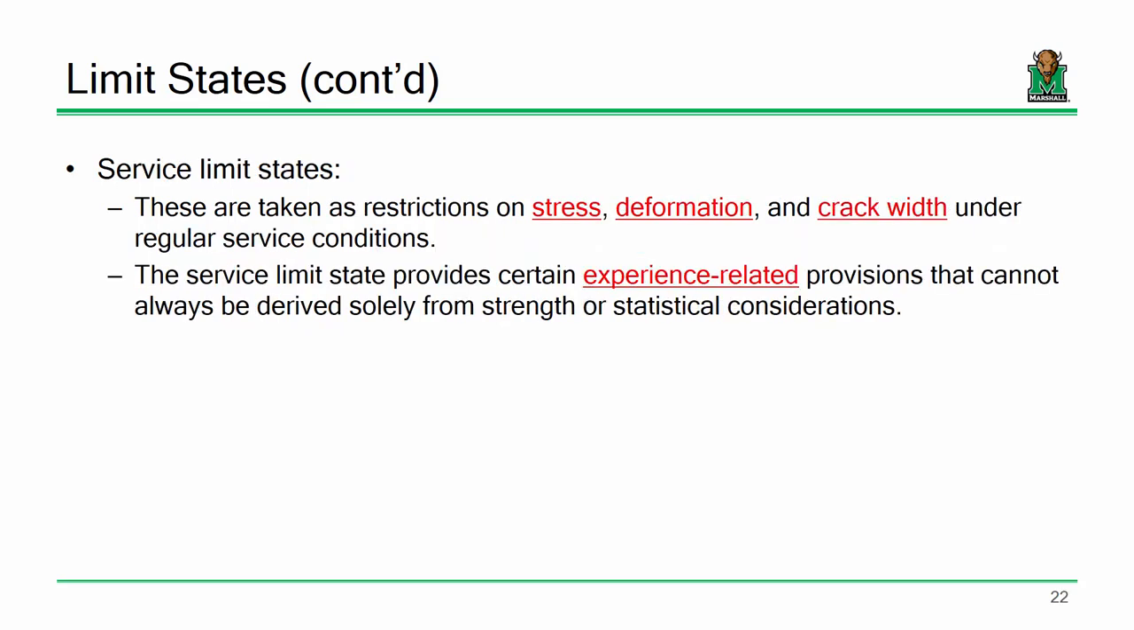So let's take each of these one at a time. Service limit states. A strength limit state is meant to ensure, worst case scenario, can the bridge hold up? A service limit state is trying to ensure that the bridge performs well during day-to-day operation, typical normal behavior. It tries to limit things like stresses, deformations, permanent deformations, and yielding.